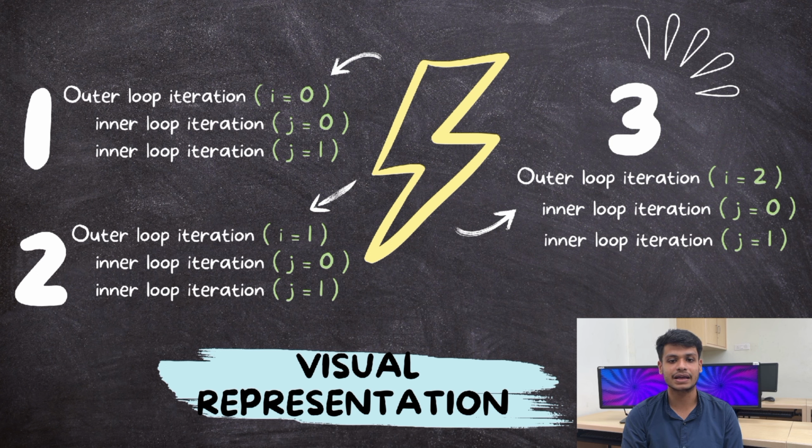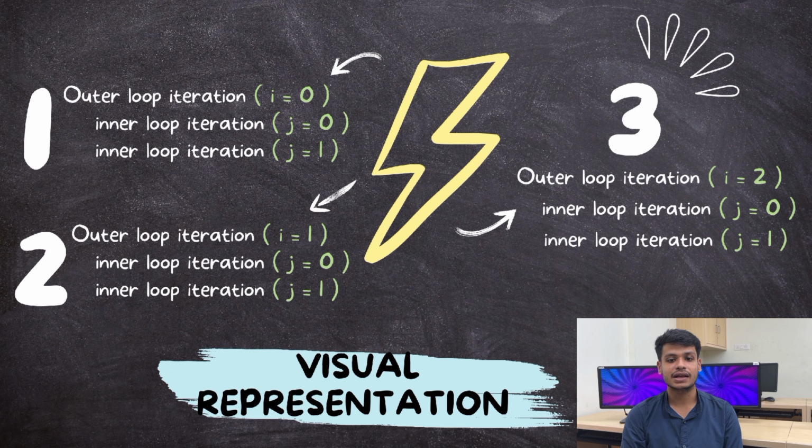The value of i in the second iteration will be 1. Then it will go inside the inner loop, and j, which is present inside the inner loop, will have values 0 and then 1. The values after the second iteration will be i equal to 1, j equal to 0, i equal to 1, j equal to 1.